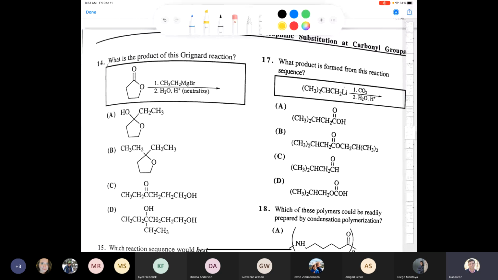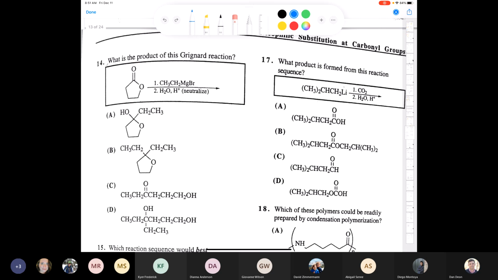Next one, number 14, is what is the product of this Grignard reaction? Well, this is a Grignard reaction on a cyclic ester, right? Do you guys remember what it's called when we have a cyclic ester? Got a special fancy name.